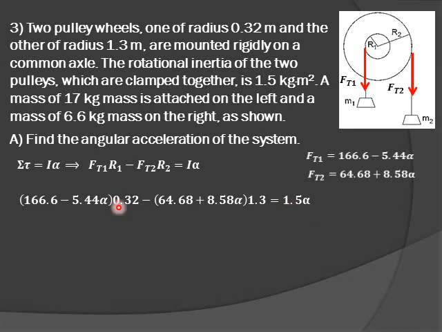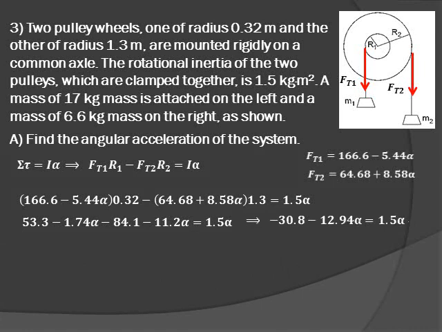Alright, so we're going to distribute this 0.32 to both of these. We're going to distribute this 1.3 to both of these terms, and this gives us this equation right here. We're going to combine like terms. We've got the 53.3 and the negative 84.1, and then we also have the negative 1.4 alpha and the negative 11.2 alpha.